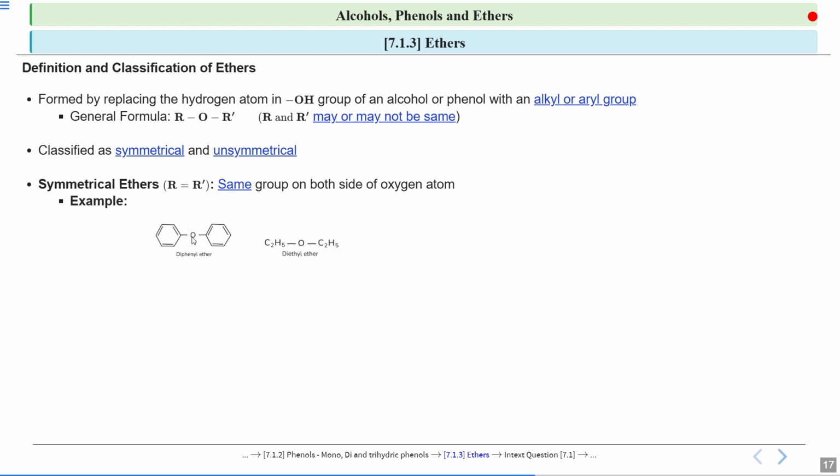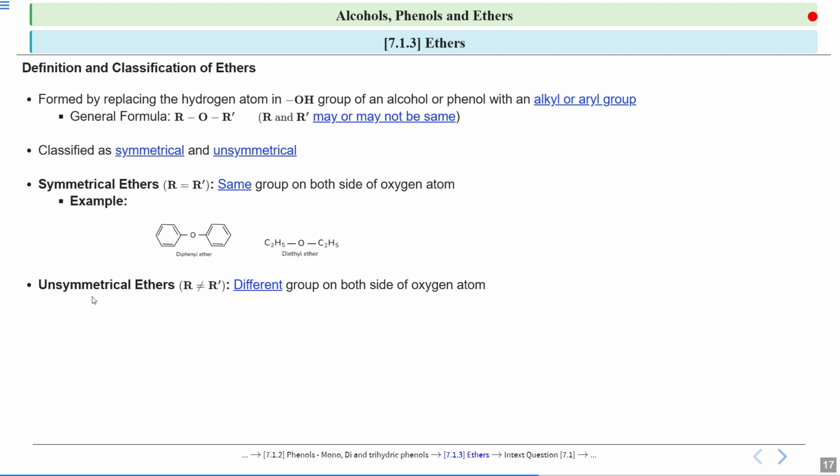For example, we have oxygen attached to 2 R groups, and both R are the same, benzene ring and benzene ring. So the name is diphenyl ether, because the same benzene ring is attached on both sides of the oxygen atom, so we consider this a symmetrical ether. Another example is diethyl ether, where oxygen is attached to 2 ethyl groups, right? Both are the same, so this is diethyl ether, a symmetrical ether.